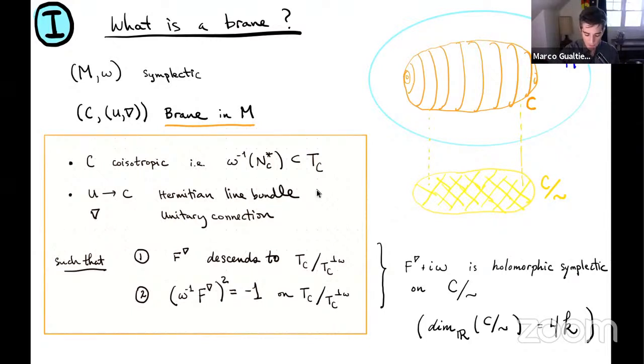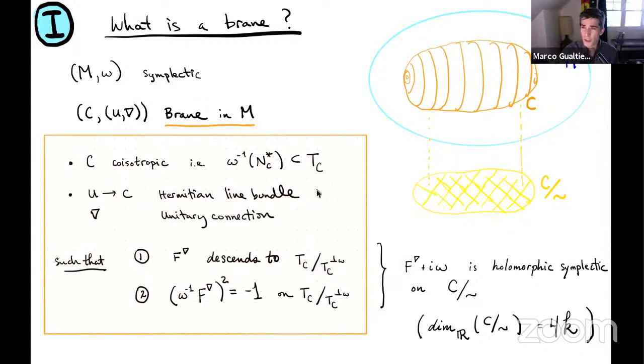As a result of this, we have a complex structure on the leaf space coming out of nowhere. There is no complex structure on M or on C, but rather there's the kind of miraculous appearance of a complex structure on the leaf space. And because this complex structure is built from omega and F, it turns out that F plus i omega defines a holomorphic symplectic form on the leaf space.